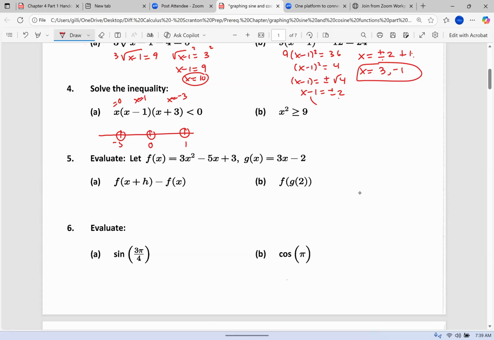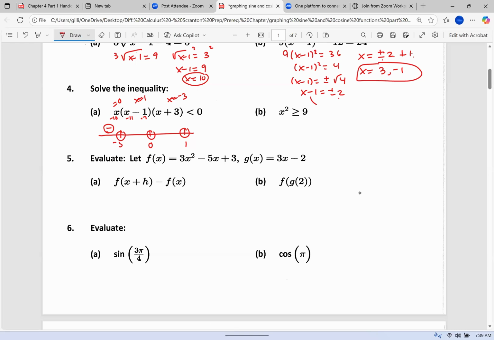Now, what's the test point to the left of -3? Pick -10. So put that in for x. That's -10 times -11 times -7. That's a negative. An odd number of negatives multiplied is a negative.